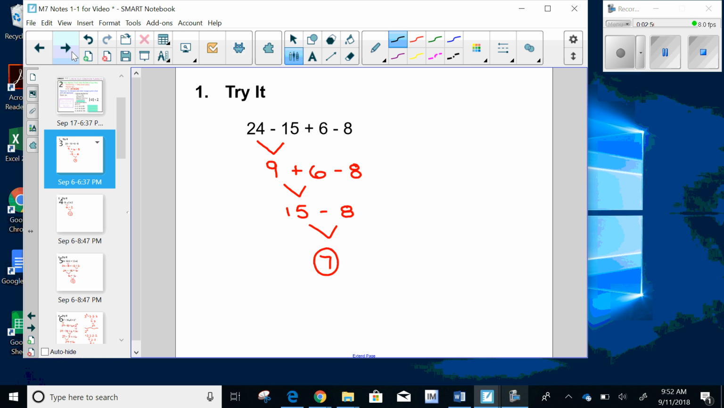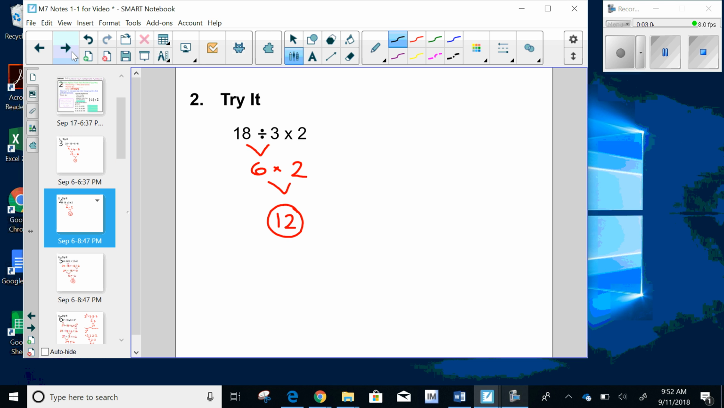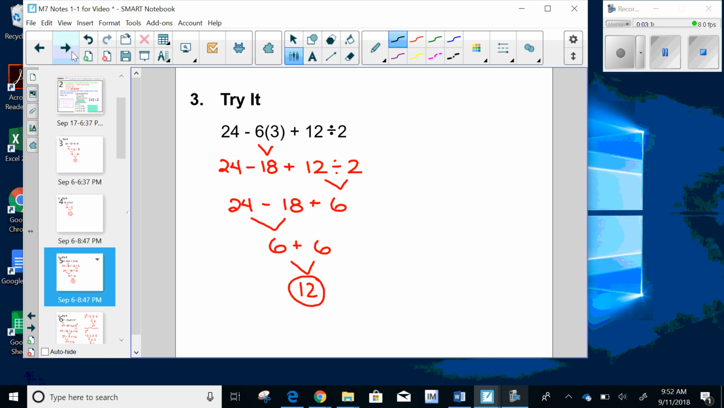Number 1 should be 7. Again, if you need to look at this in more detail, please pause it, but it's adding and subtracting, so you just go from left to right. Number 2 should be 12 because it's just multiplying and dividing in there, so you work from left to right. Number 3 is going to be 12 as well. The multiplication gets done first, then the division, because you do multiplying and dividing from left to right, and then go back and do addition and subtraction from left to right. So subtraction first in this case, and then addition second.